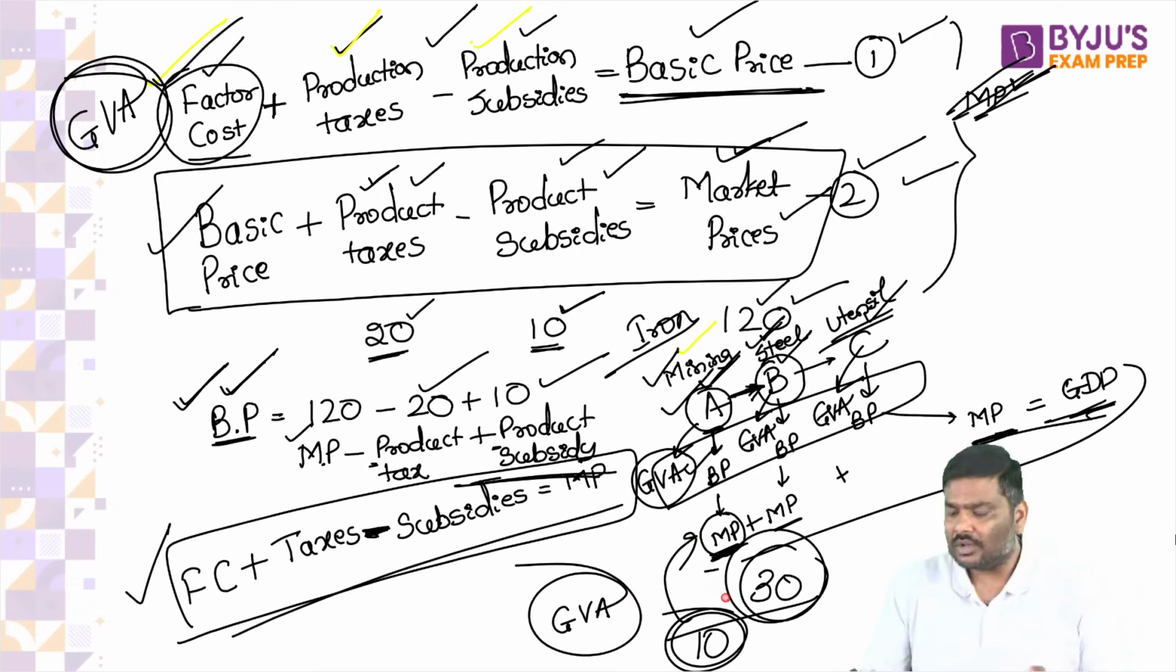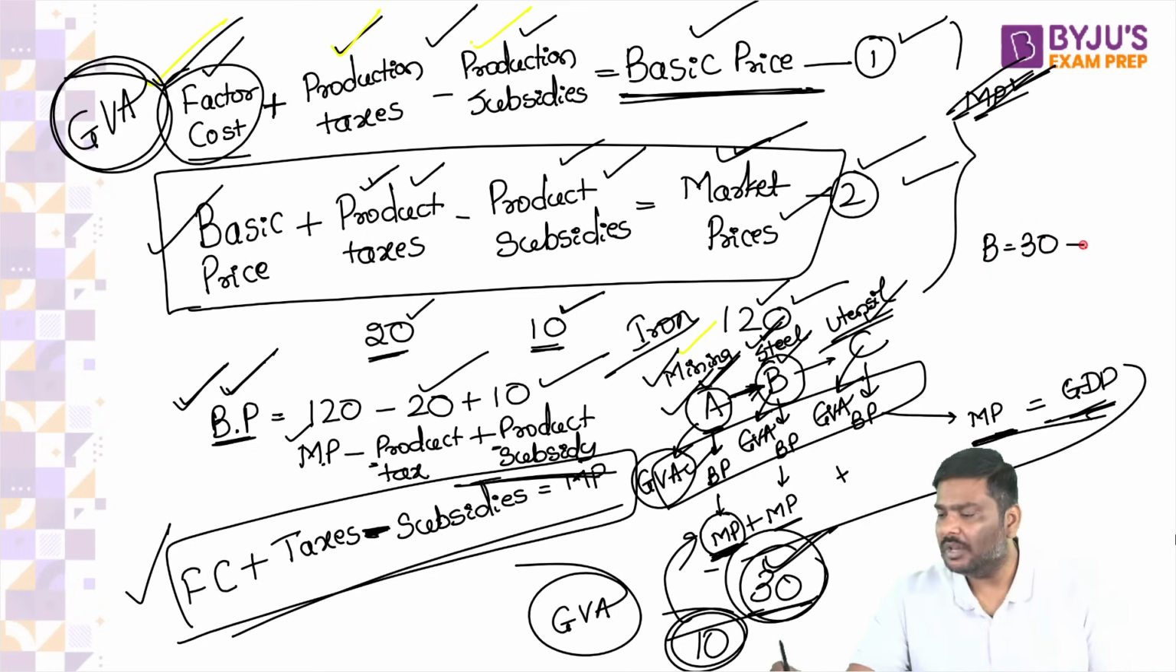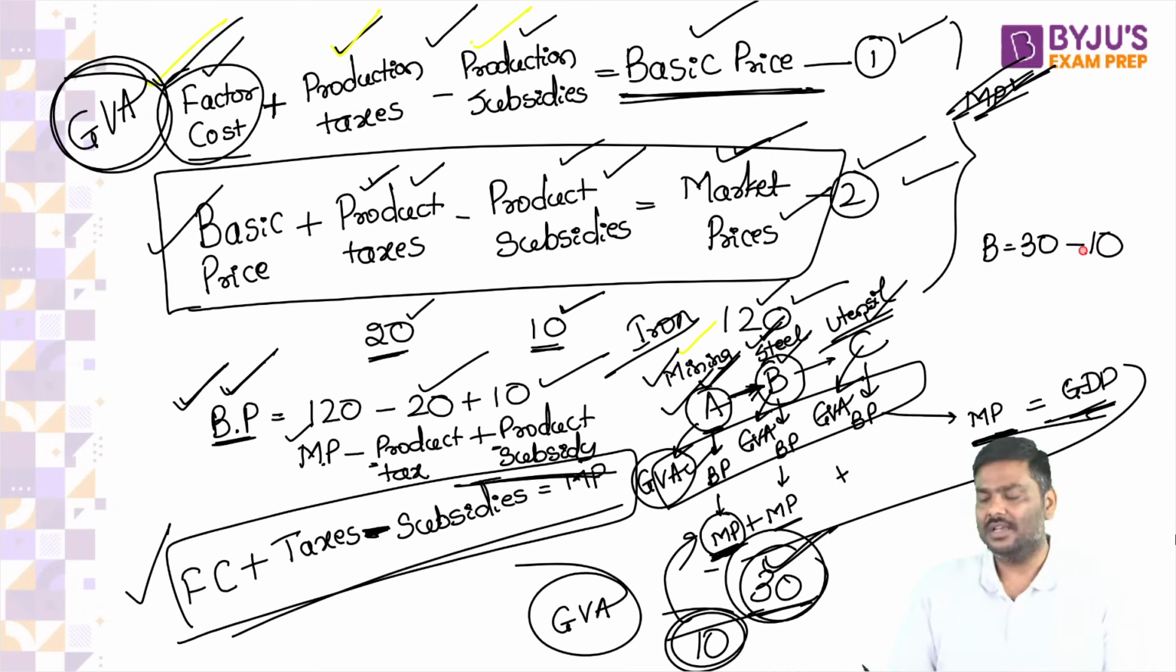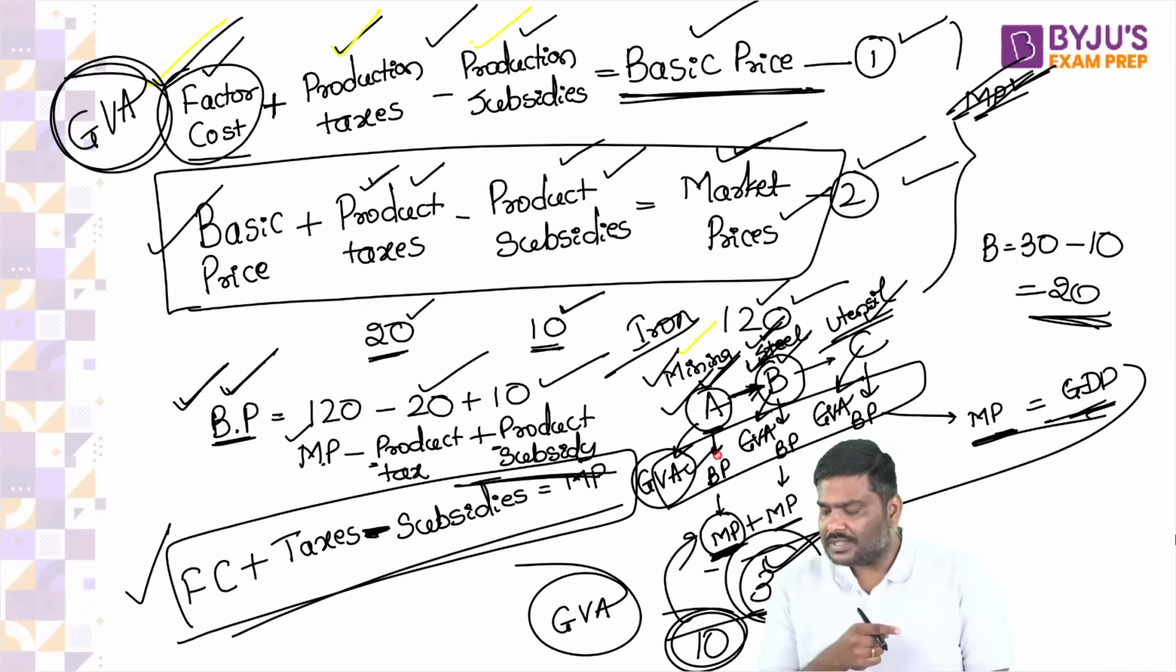How do you calculate the value addition done by company B? Right, value addition done by company B is the output price minus input price. That will be 20 rupees. Gross value addition done by company B will be 20 rupees. Any problem at least now?